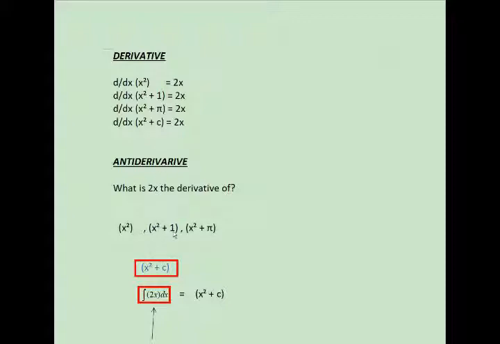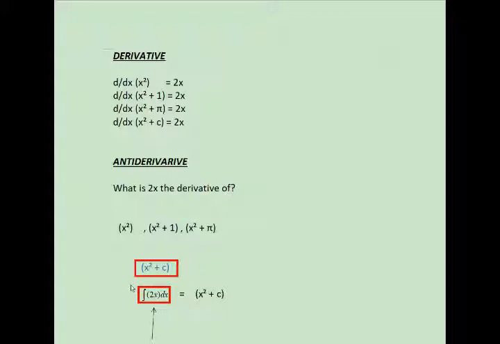Well, you can say x squared is an antiderivative of 2x, or x squared plus 1 is an antiderivative of 2x, or x squared plus pi is an antiderivative of 2x. So in the most general sense, you will write that x squared plus any constant, or c, is the antiderivative of 2x.